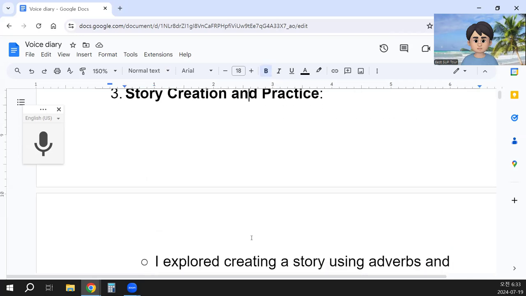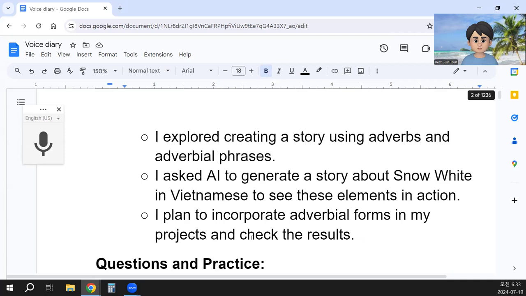So, creation and practice. I explore creating a story using adverbs and adverbial phrases. I ask AI to generate a story about Snow White in Vietnamese to see these elements in action. I plan to incorporate the adverbial form in my project and check the results.